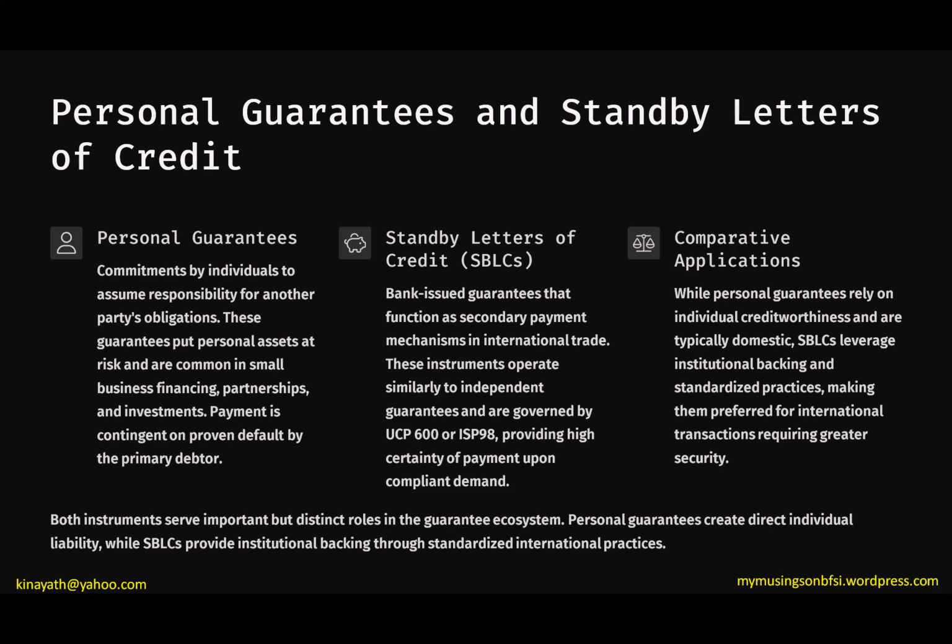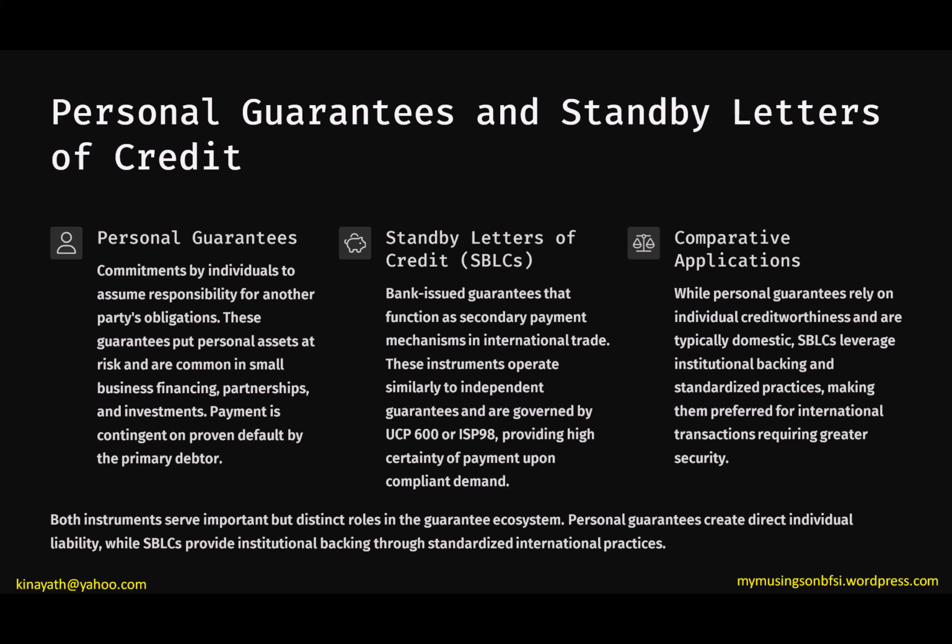Standbys. What are standbys? Standbys are guarantees issued mostly by banks, sometimes by corporates. They ensure payment to beneficiary if applicant fails to fulfill their obligations. So they are similar to independent guarantee. They are governed by UCP 600 or ISP 98. They are secondary payment mechanisms. That means they are not primary payment. Payment doesn't come from them. Payment will come from some other source. If that source is not paying, and if there is a breach, then there can be claim under standby.